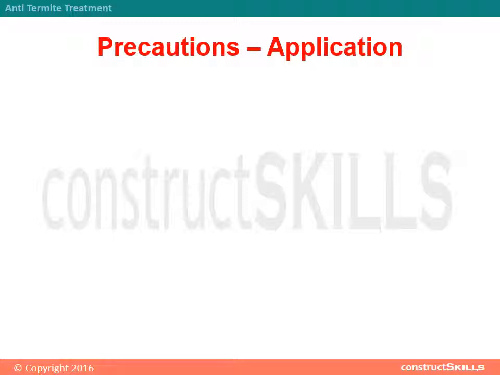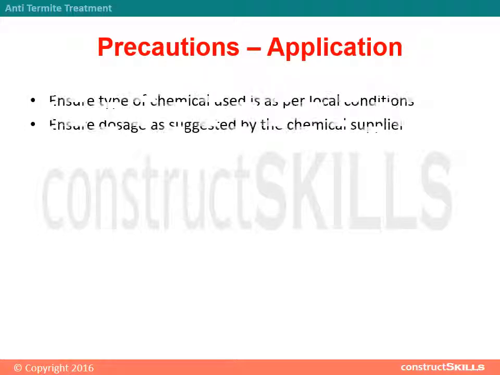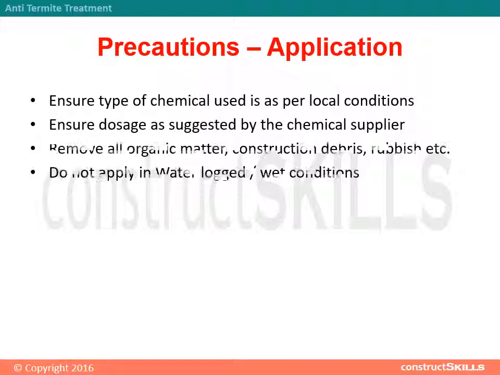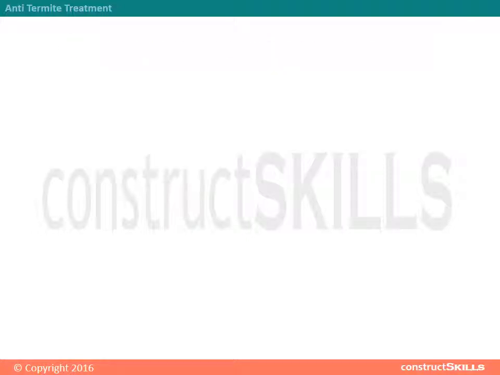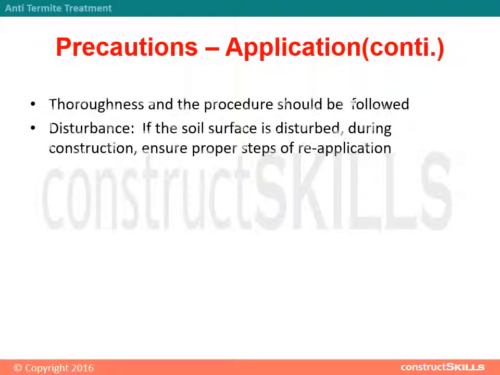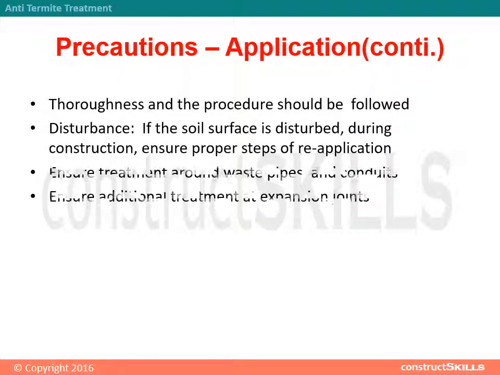Precautions to be taken while application. Ensure the type of chemical used is as per local conditions and the dosage as suggested by the chemical supplier. Remove all organic matter, construction debris, rubbish, etc., and do not apply in waterlogged, wet conditions. Thoroughness and the procedure should be followed. If the soil surface is disturbed during construction, ensure proper steps of reapplication. Ensure treatment around waste pipes and conduits, and additional treatment at expansion joints.